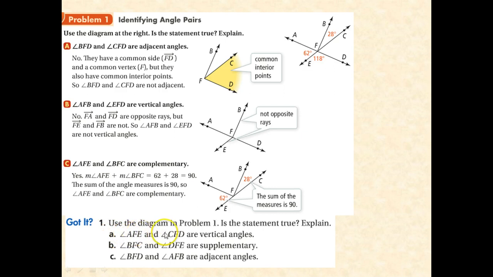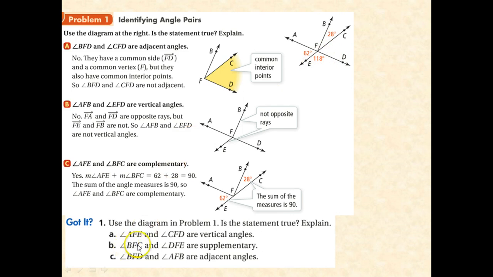So are AFE and CFD vertical angles? AFE and CFD are vertical angles because they're made by two lines that intersect right here. So this right here would be 62 degrees. Oh, we didn't say yet that vertical angles are congruent, but we will.